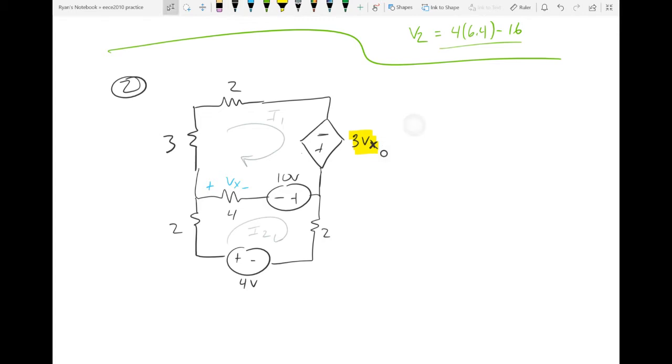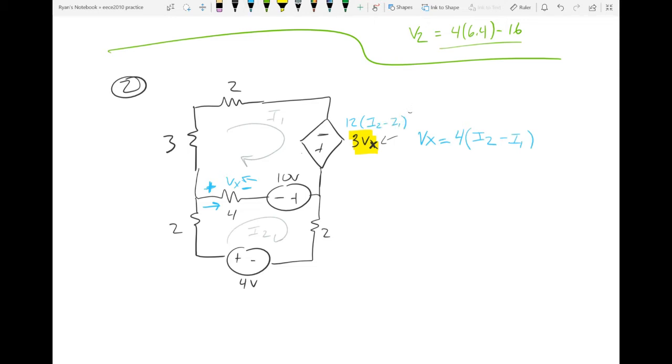So the first thing you want to do, right, once you already have your meshes established, is write what Vx is in terms of I1 and I2. So if you look down here, Vx is the voltage from plus to minus. So I2 is going the right way and I1 is going the wrong way. And if you combine those, you could say that Vx is equal to the 4 ohms that I have in that resistance times the current, which is going to be I2, which goes the right way, minus I1, which is going back the other way. So you can rewrite this as 12 times I2 minus I1. Okay?